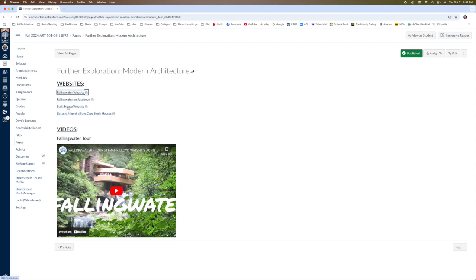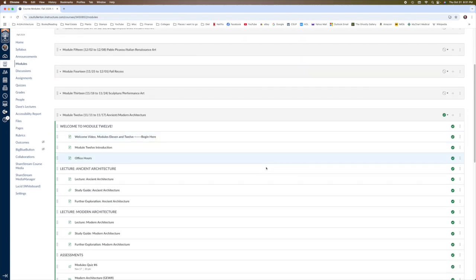This Stahl House is one of the Case Study Houses you'll learn about in the lecture, and then a list of all the Case Study Houses around Los Angeles that you can go and drive by. A couple of them are on tour. And then let's see what else we have.